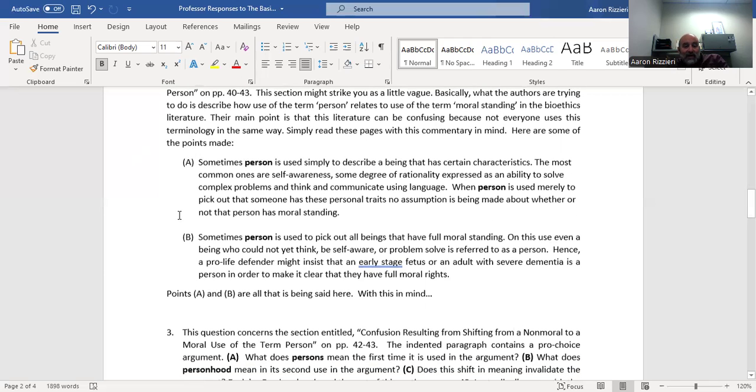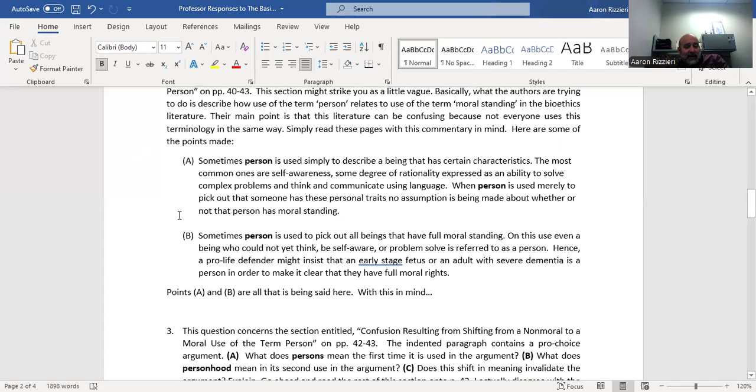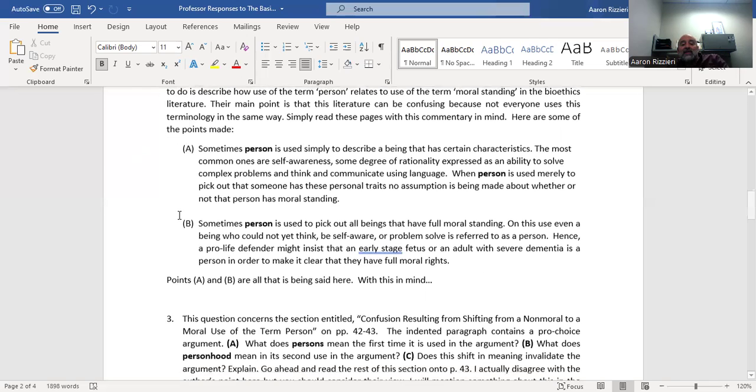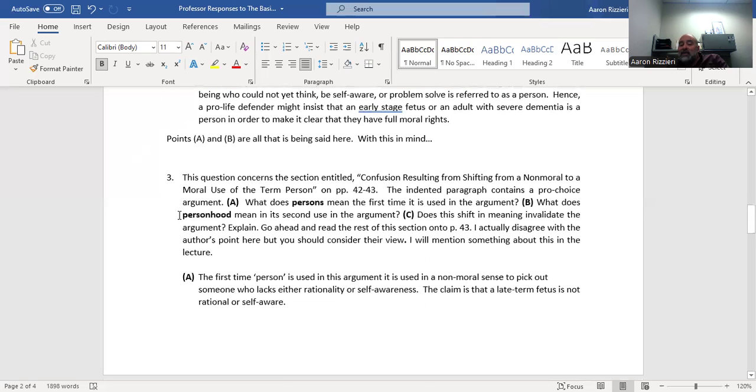Okay, so points A and B, that distinction is all that's being made on pages 40 to 43. So with this in mind, let's go to question 3, which is a direct application of these points. Question 3 concerns the section entitled Confusion Resulting from Shifting from a Non-Moral to a Moral Use of the Term Person.